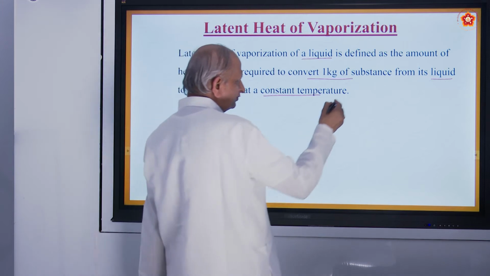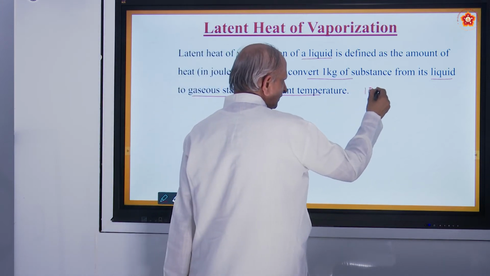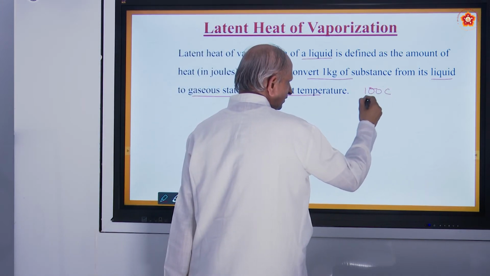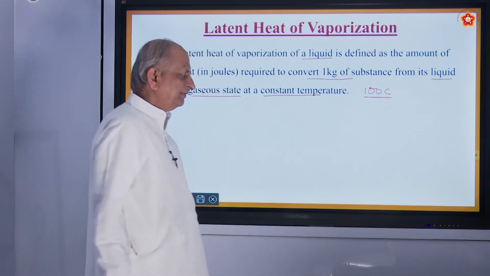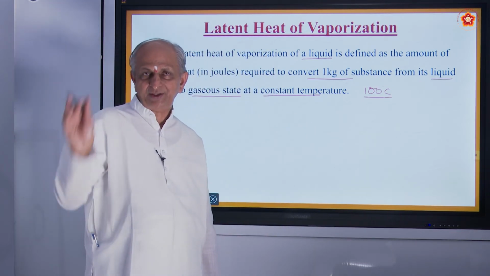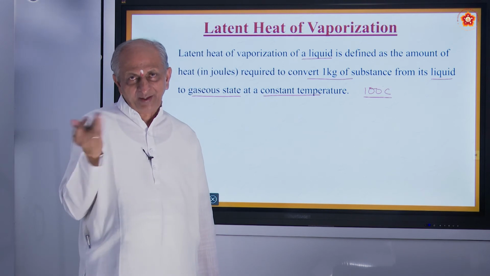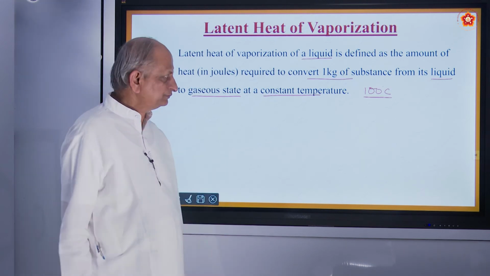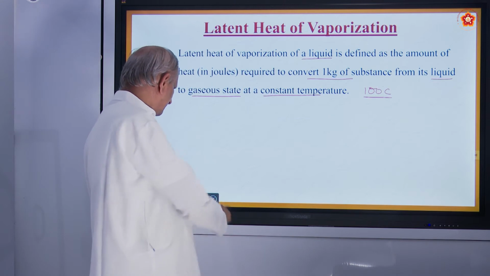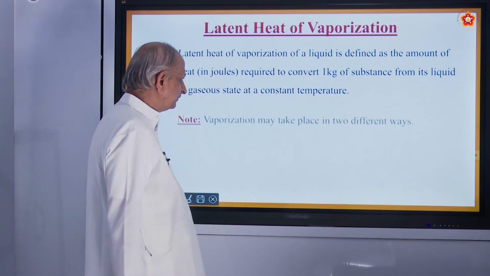For example, the boiling point of water is 100 degrees Celsius. When it reaches 100, there is no change in temperature until all the water gets converted into vapor. So that is a speciality. That is why it is called latent heat.